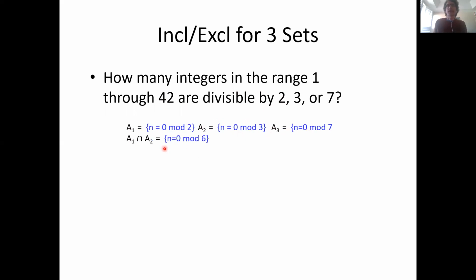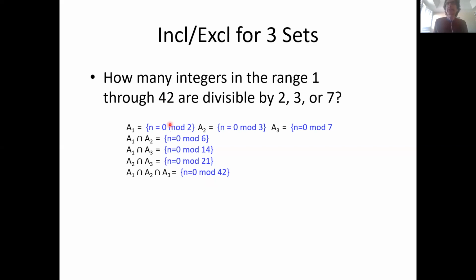Now, what are the intersections? These are multiples of 2, and these are multiples of 3. The intersection has to be multiples of 6. They must be 0 mod 6. The intersection here is that they are multiples of both 2 and 7, meaning multiples of 14. And the intersection here is that they are multiples of 21. And then there is a three-way intersection, right? They are multiples of 42.